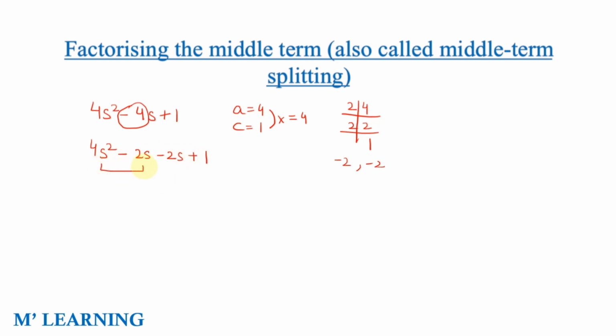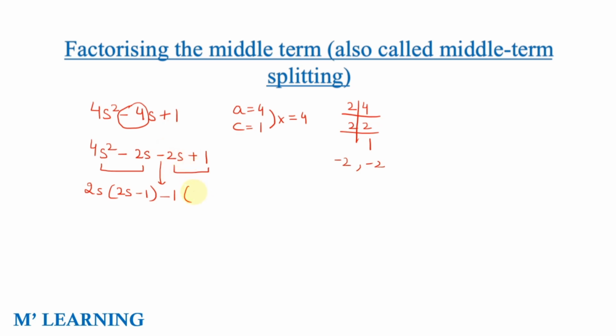Now we'll take common from the first two terms and common from the next two terms. We can see 4x square and 2x has 2x as common. Then when taking 2x common, it will be 2x minus 1 here. And in the next two terms, we can see that nothing is common. So when nothing is common, we'll take 1 as common, because 1 is a factor of every number. And the sign will be the same sign which is here, minus. So we are taking minus 1 common here.